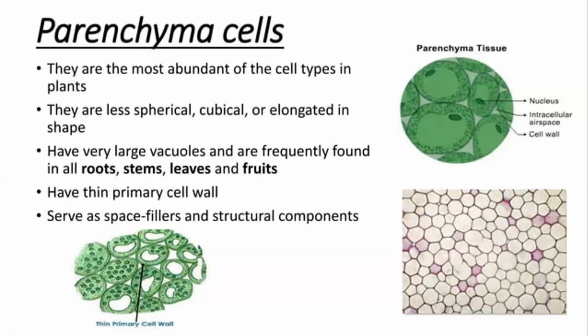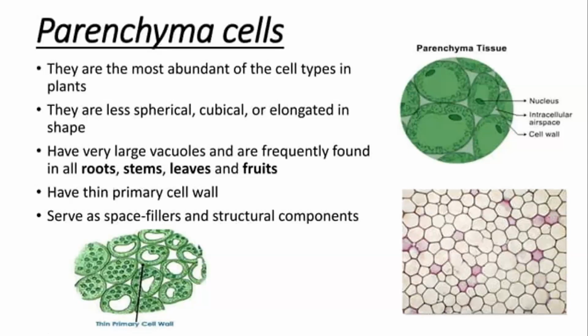They have a thin primary cell wall. The cell wall of the parenchyma is thin walled and serves as a space filler, and it is mainly the structural component of the organs or tissues. So the main characters are that they are abundant in all types of cells, they are spherical, cubical or elongated in shape, and they have large vacuoles and are found in roots, leaves, stems and fruits.